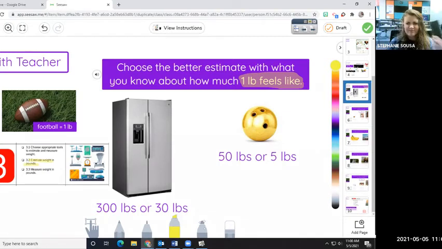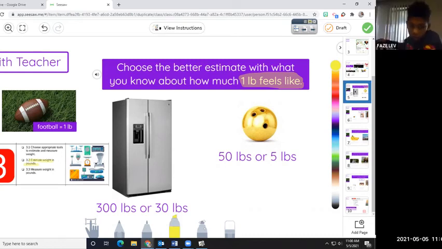Your kitten. A kitten, a little baby kitten. Probably a very young kitten would weigh about 1 pound. Miss Bram's got a good one. A cell phone. A smartphone normally weighs about 1 pound. Not too far off. Great. Terrence, another guess? Football.